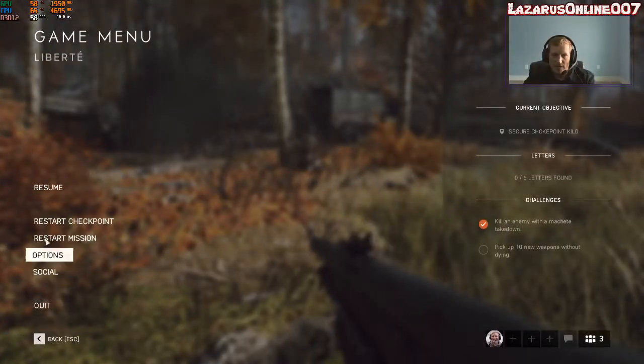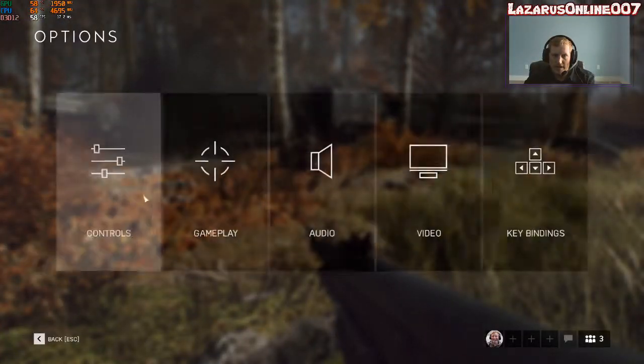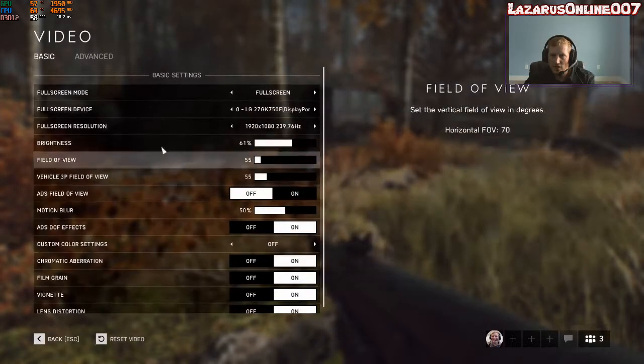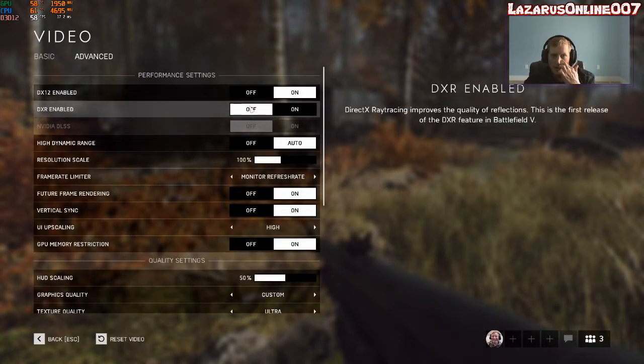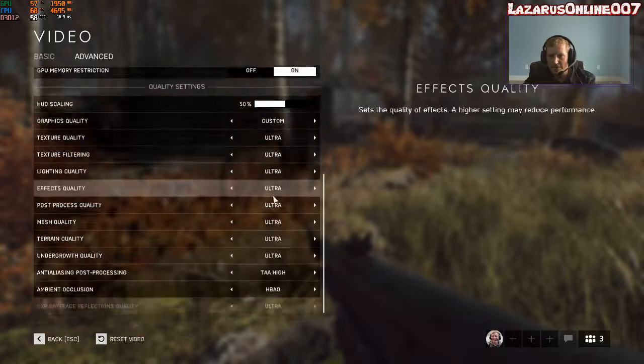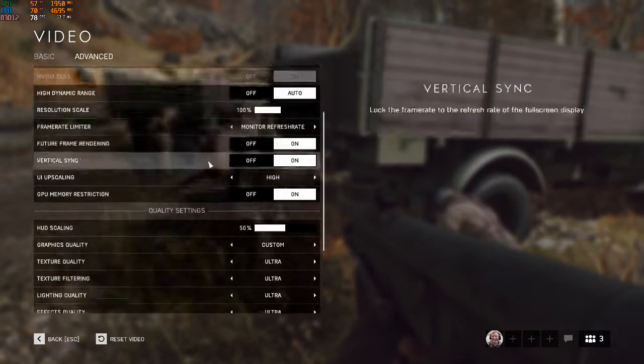All right, so these are the settings we have it on now. Let's look at that. Options, video, advanced. We have ray tracing off, and every other setting is maxed.